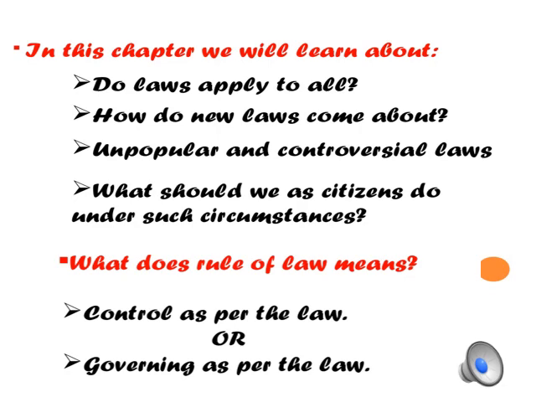Under this chapter, we are going to cover topics like: do laws apply to all without any discrimination? How does a new law come into action? How do we implement a new law? From where does the Parliament get an idea of implementing a new law? How do they get to know that the people need such implementation? What do we mean by an unpopular and controversial law? And what should we as citizens do when an unpopular and controversial law is implemented by the Parliament? What does the rule of law mean? Governing as per the law. All these things we are going to discuss under this chapter.